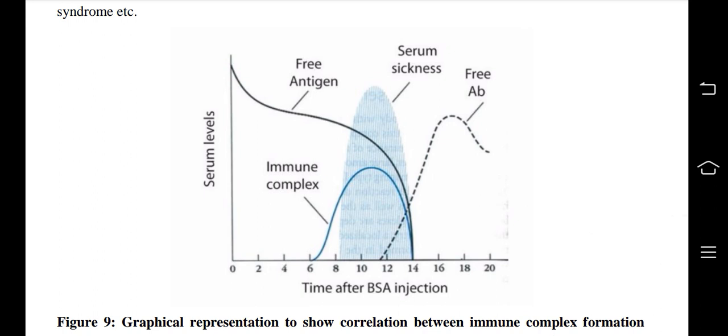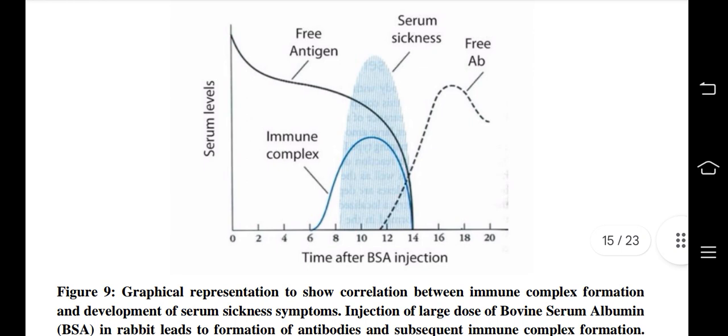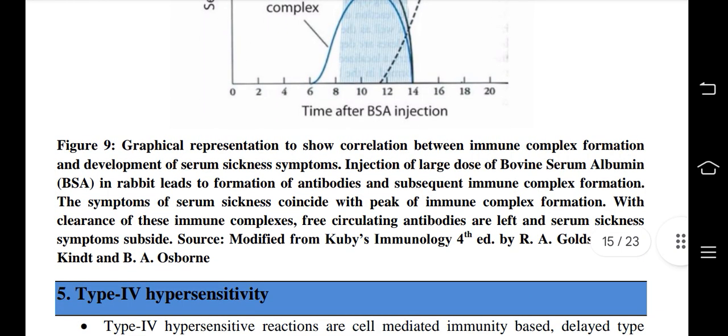Time after BSA injection, immune complex, free antigen, serum levels, serum sickness. Graphical representation to show correlation between immune complex formation and development of serum sickness symptoms. Injection of a large dose of bovine serum albumin in rabbit leads to formation of antibodies and subsequent immune complex formation. The symptoms of serum sickness coincide with the peak of immune complex formation. With clearance of these immune complexes, free circulating antibodies are left and serum sickness symptoms subside.